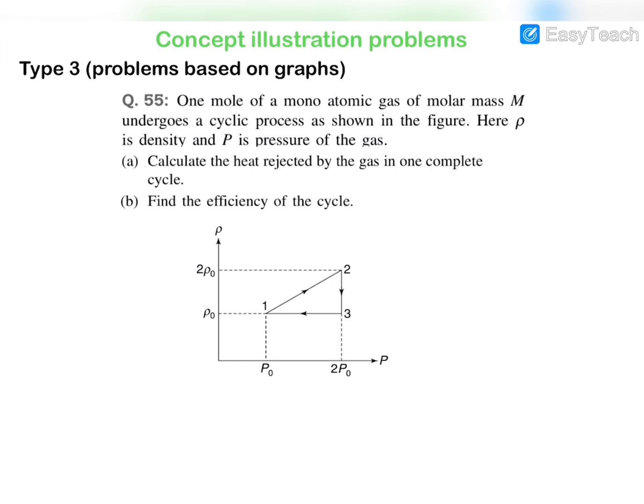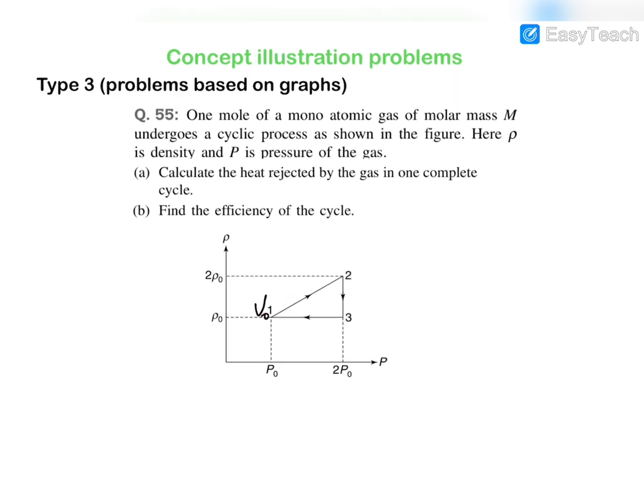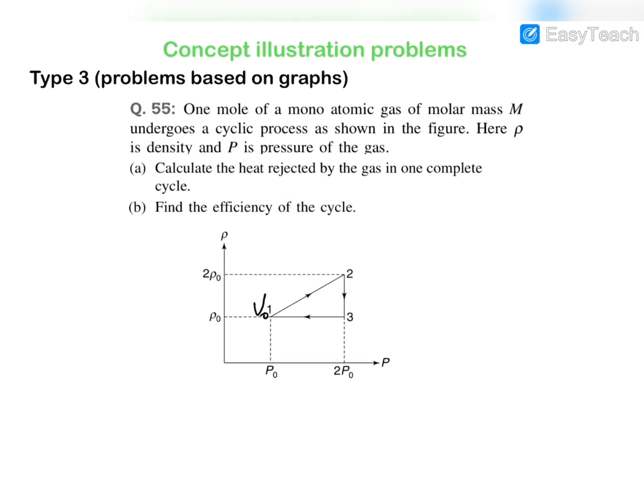So first of all, let us name the volume at point 1 as V0, and we know that this graph would be passing through the origin, although it might seem by the figure that it is not passing through the origin. But if you check the slope, if we assume that this graph is passing through the origin, then its slope would be rho naught by P naught, and the slope of this line is also rho naught by P naught, which means that this line is passing through the origin.